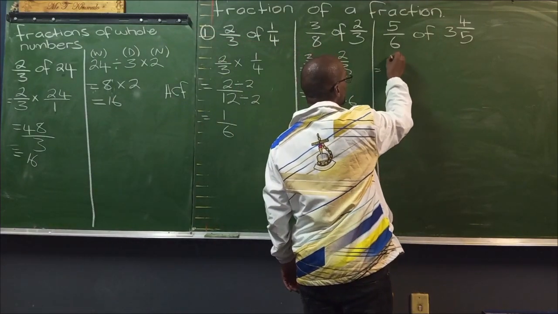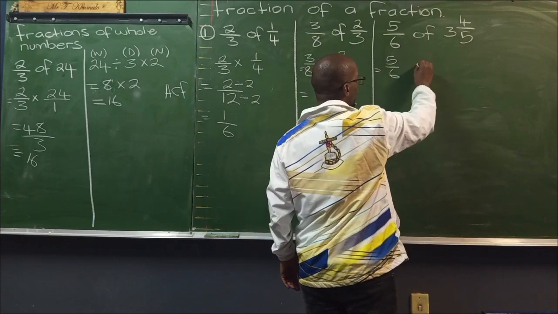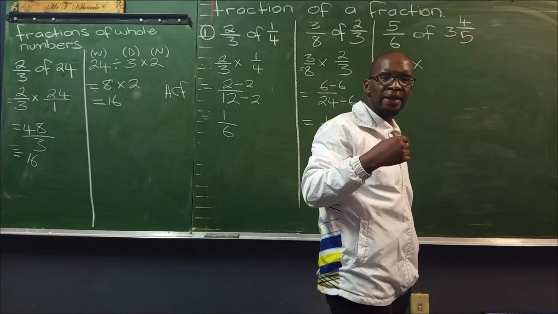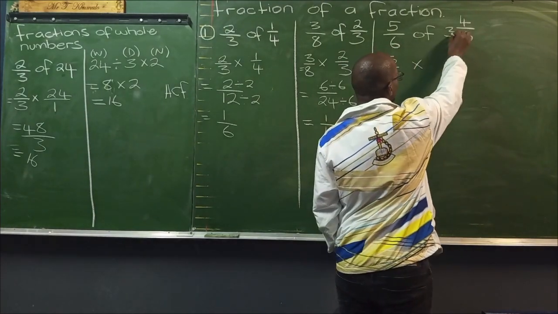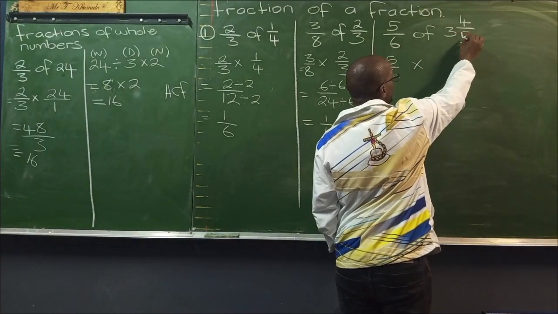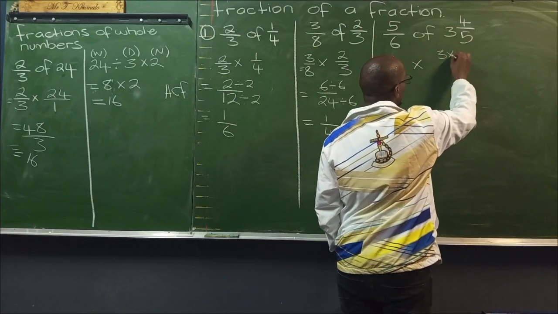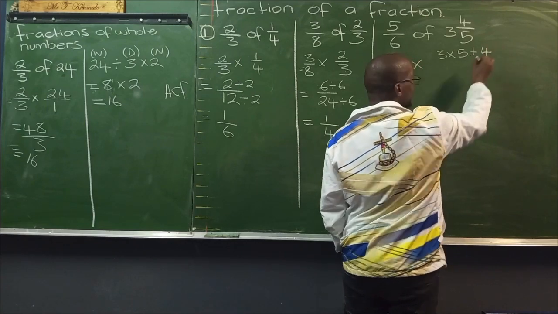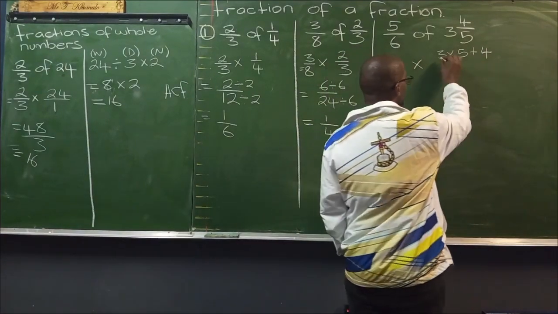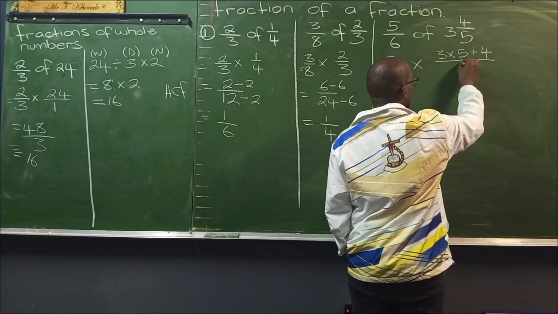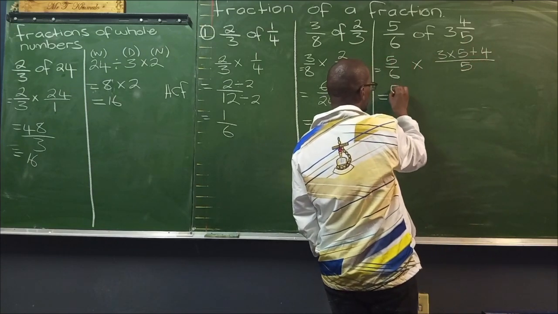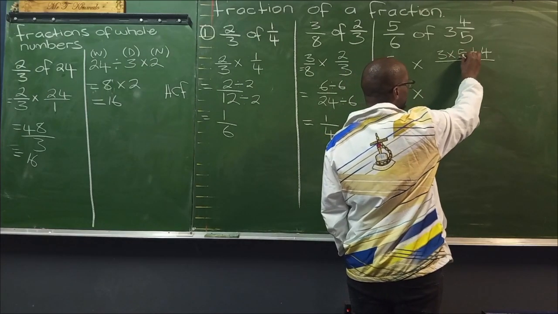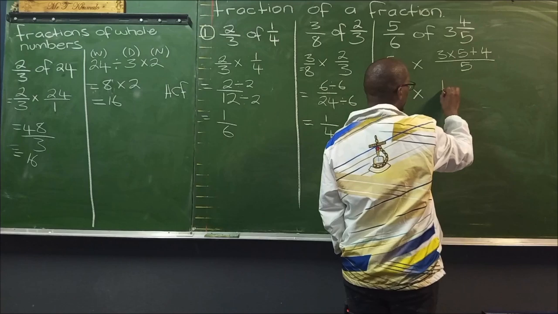So now we have 5 over 6 of. When you convert a mixed number to an improper fraction, you first multiply the whole number with the denominator. So we have 3 multiplied by 5, and then you add whatever your numerator is. In this case, the numerator is 4. 3 multiplied by 5 plus 4, and the denominator stays the same. So 3 multiplied by 5 gives me 15. 15 plus 4 gives me 19.